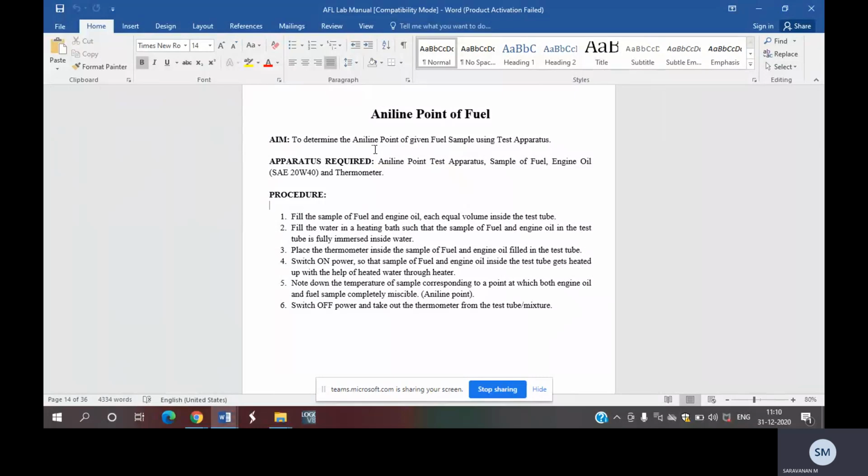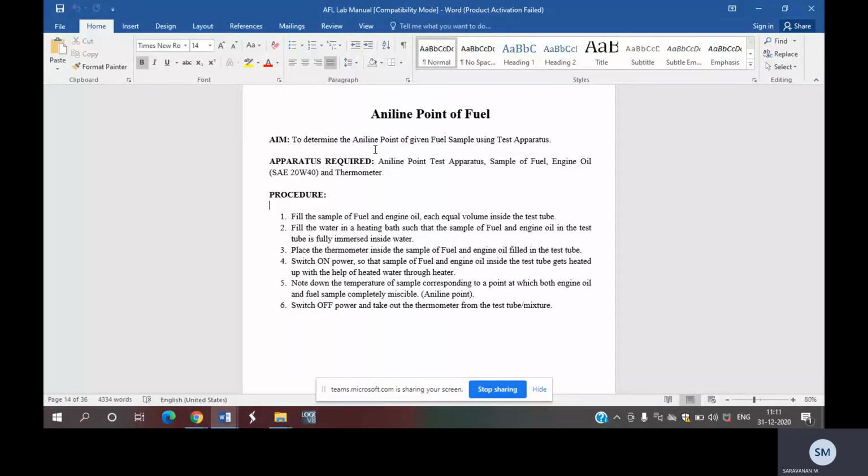This engine oil we are going to use because here we are going to mix two types of oil together, and a thermometer is required. As I said earlier, there are two types of fuel we are going to mix. The aniline point is nothing but when equal volumes of aniline and oil are mixed continuously in a test tube and heated until the two merge into a homogeneous solution.